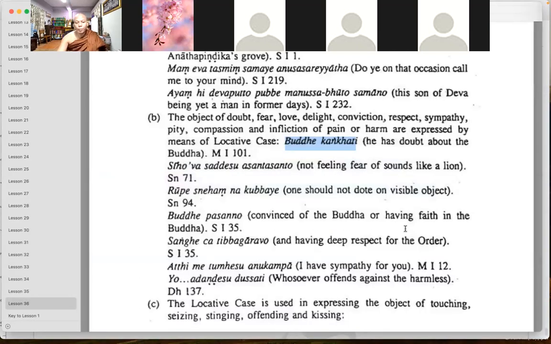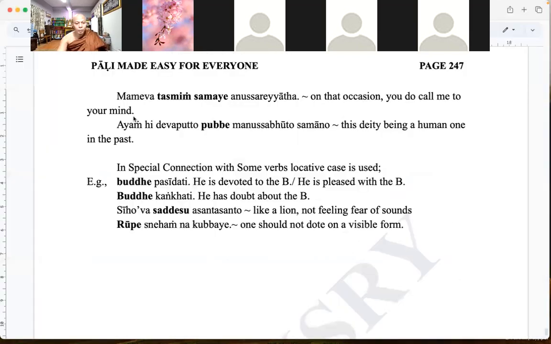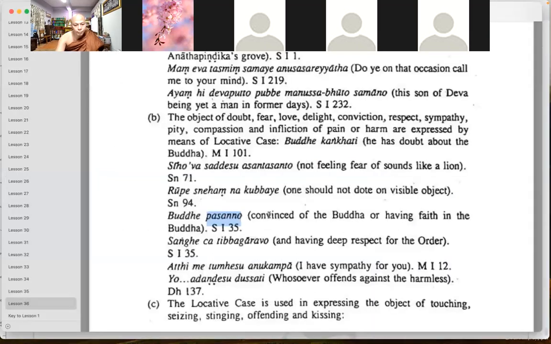And then, buddhe pasanno, that is already buddhe pasidati: convinced of the Buddha, having faith in the Buddha. This is the past example. Pasanno is the past participle. And then next, Sanghe cittam pasadeyya.